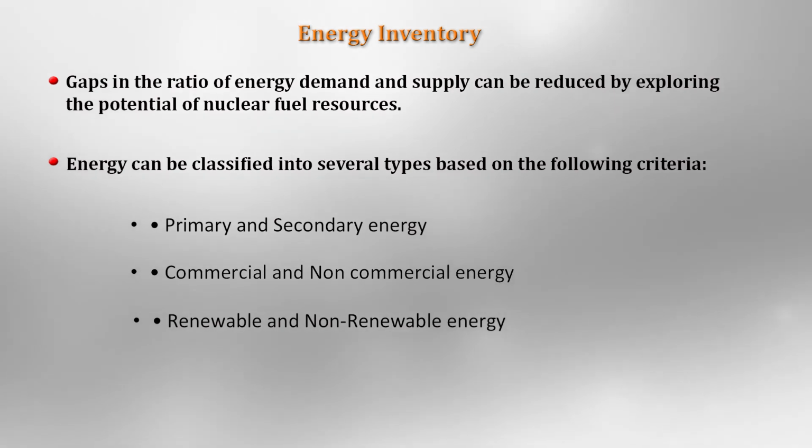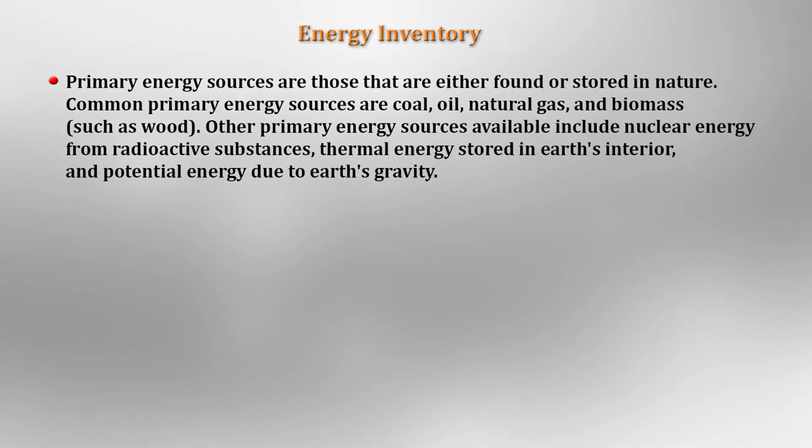Energy, if you see, can be classified into several types based on criteria. For example, it can be primary and secondary energy, it can be commercial and non-commercial energy, it can be renewable and non-renewable energy. Primary energy sources are those that are either found or stored in nature. Common primary energy resources are coal, oil, natural gas and biomass, for example wood. Other primary energy sources available include nuclear energy from radioactive substances, thermal energy stored in Earth's interior and potential energy due to Earth's gravity.